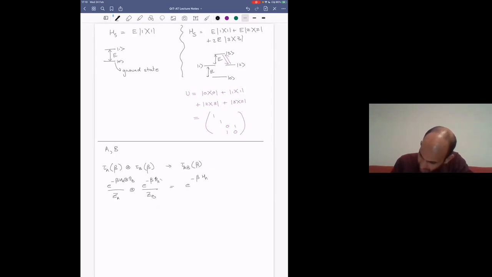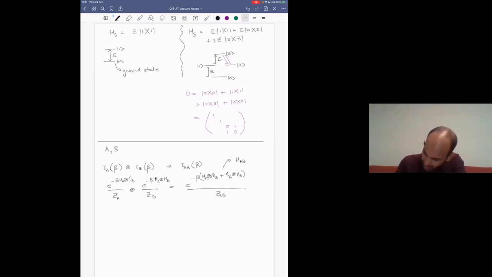Identity on B, tensor HB. This is the same as just adding them, which is exactly what the total Hamiltonian is. Sorry, HA tensor identity on B plus identity on A tensor HB, upon ZAB. And this is really HAB by definition, because energy is an additive quantity: the total energy of two objects is the sum of the two energies. So the Hamiltonian is just the sum of the two Hamiltonians.